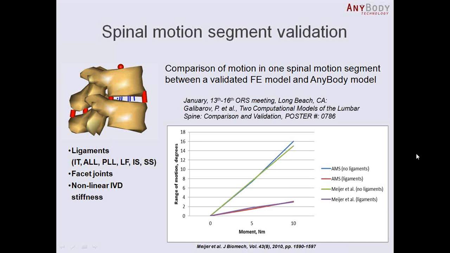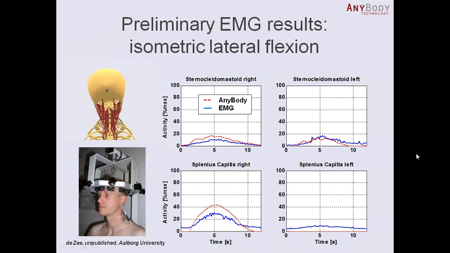This model represents the high level of detail that's currently available in the AnyBody model repository. And for the cervical spine, we do have some unpublished data from Mark Disease Lab at Aalborg University demonstrating good agreement between AnyBody predictions and EMG measurements for muscle activity during a lateral flexion maneuver.